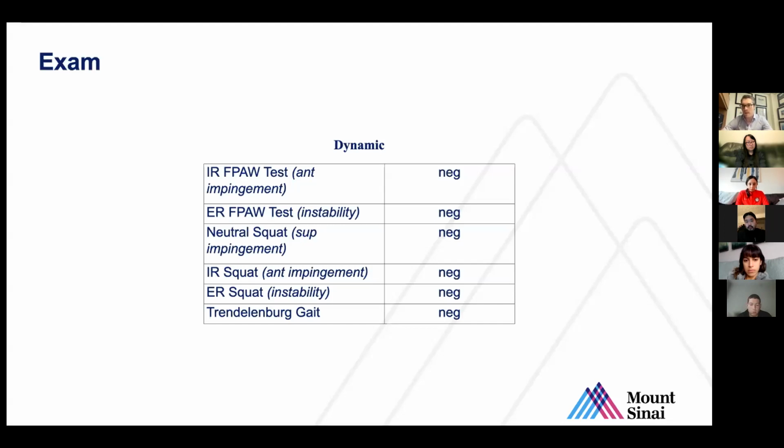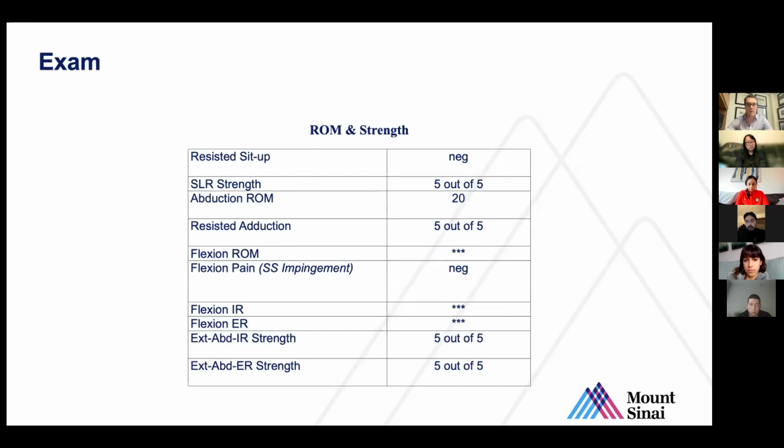I do a neutral squat, see if that causes pain. This would be for superior impingement of the AIIS. Internal squat would lead to anterior impingement if they have groin pain with this, and then an external squat might suggest instability. So these are other dynamic exams that you can go through, and then Trendelenburg, everyone's familiar with.